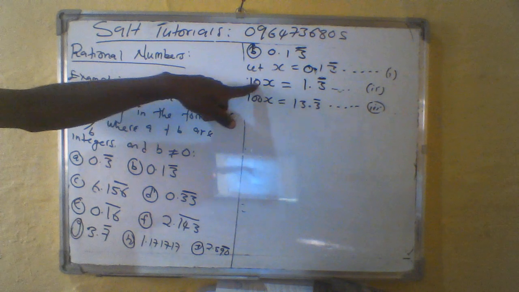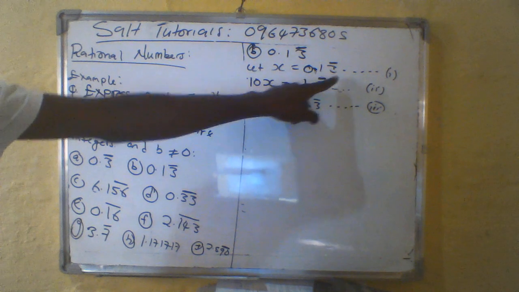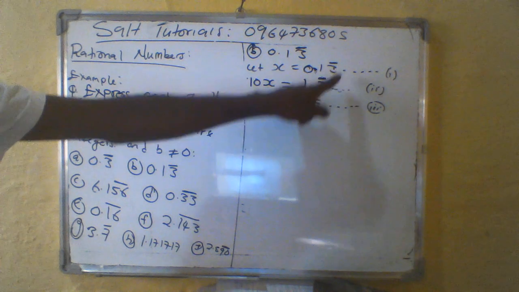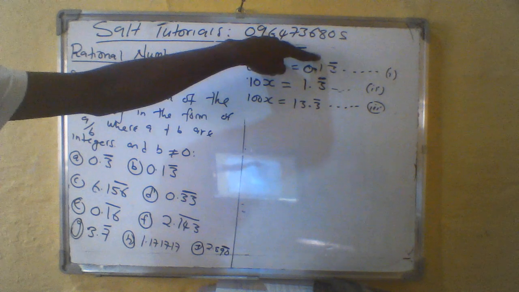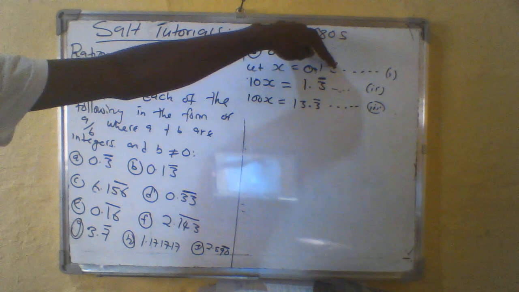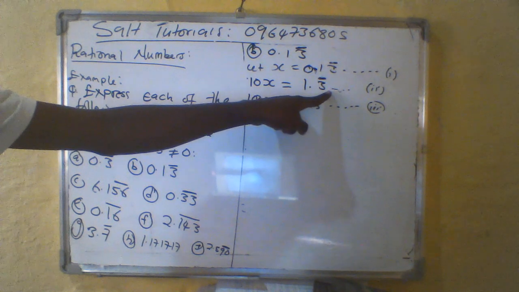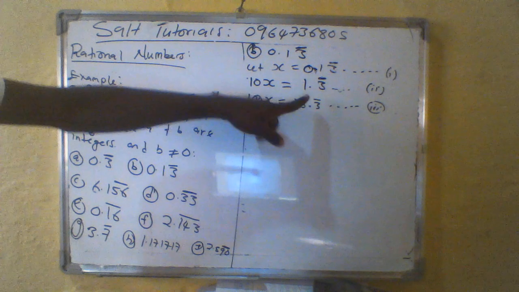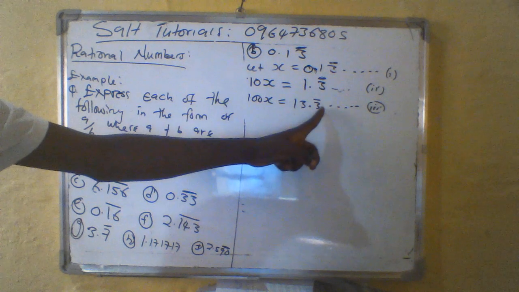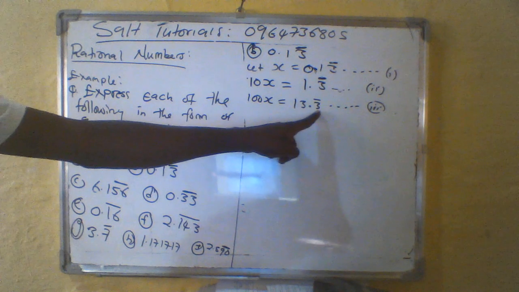Let's say, for example, 10x, this is 1.3 and this is 0.13. If I subtract these two, the decimals will not cancel out. This will just basically be 0.13 minus 1.30. The decimals will not cancel out. So the only expressions you can cancel the decimals from are those having the same repeating values after the point. After the point I have a 333. After the point I have a 333.